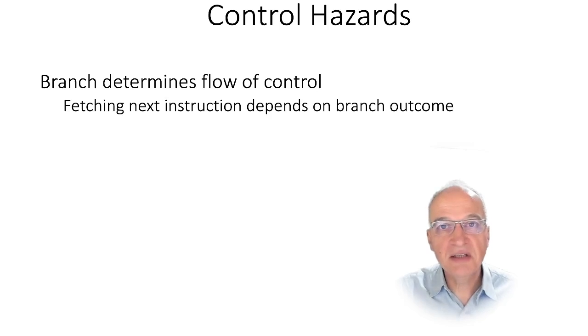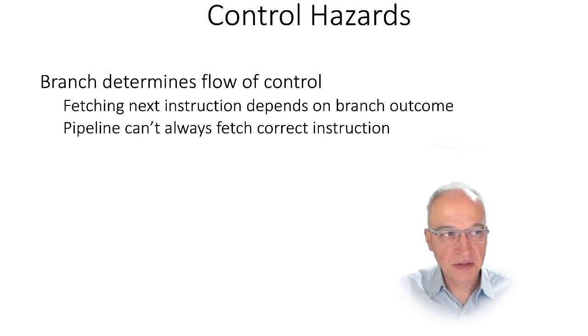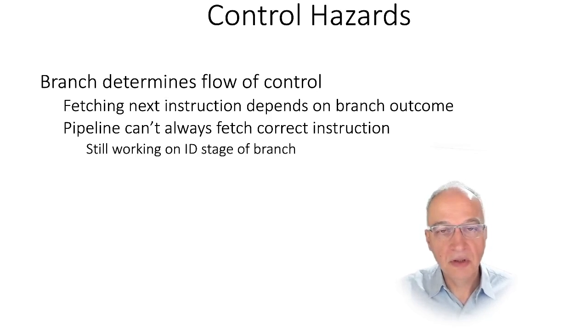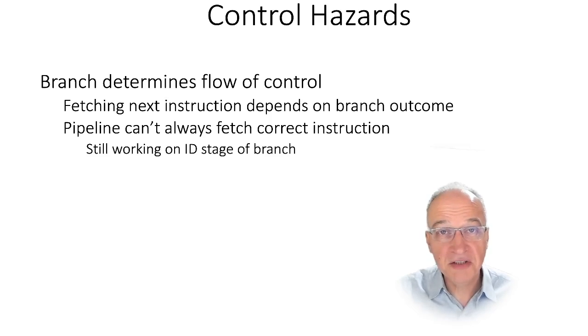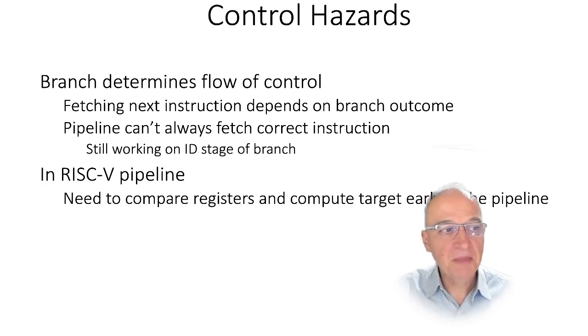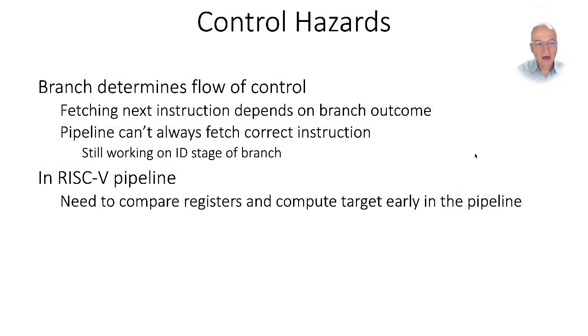Which instruction I'm going to fetch next depends on the outcome of a conditional branch that I'm only going to know after I do the computation for the branch. And in that case, the pipeline may not be able to fetch the correct instruction. The branch instruction will still be in the decoding stage. Remember, the decoding stage is accessing the register file to obtain the value of the registers, and is determining that this is a branch instruction. In a RISC-V pipeline, I need to compare the registers and compute the target early in the pipeline if I want to reduce the consequence of these control hazards that occur when I have a branch.